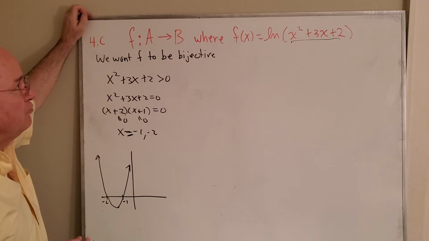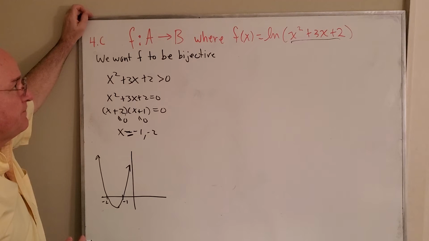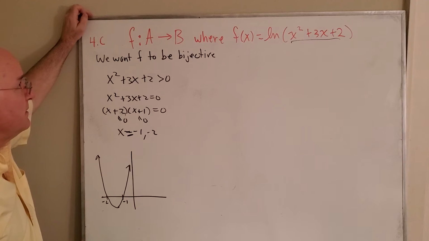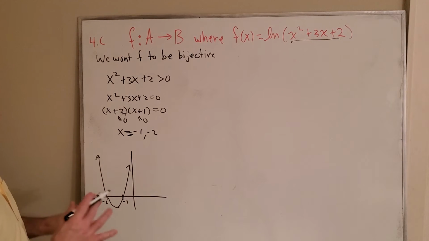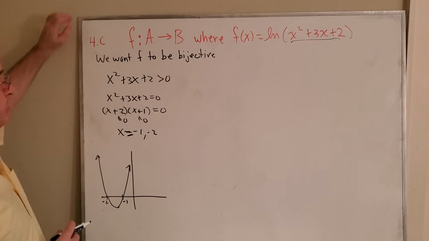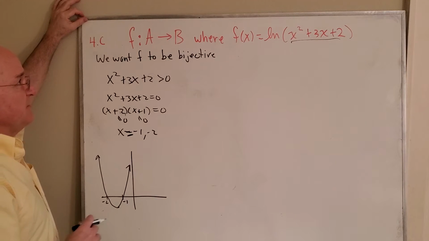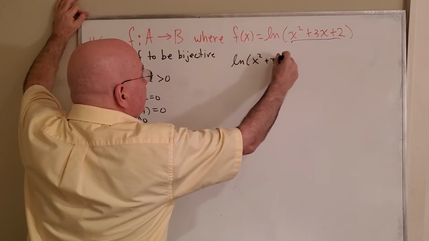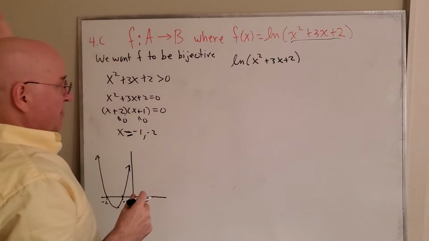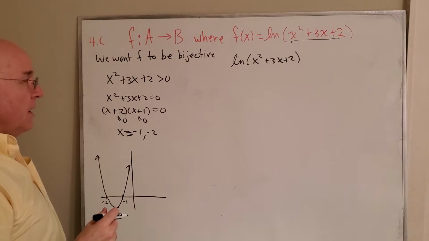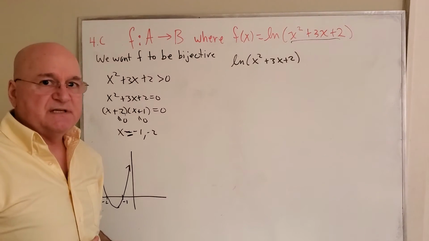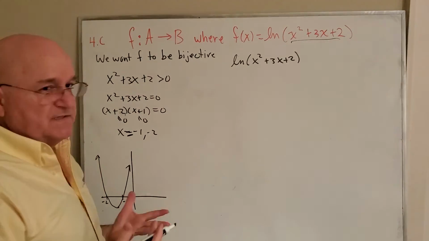We need to know where that function, well, actually we already know this, don't we? This function, the inside function, I need to know something about ln of x squared plus 3x plus 2. Where is it increasing and where is it decreasing? We have to take the derivative.